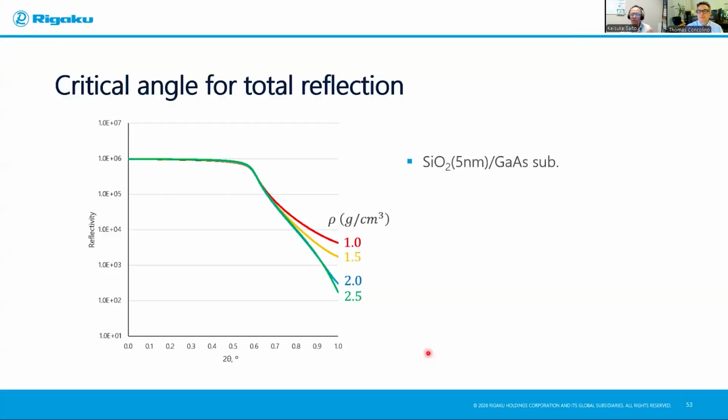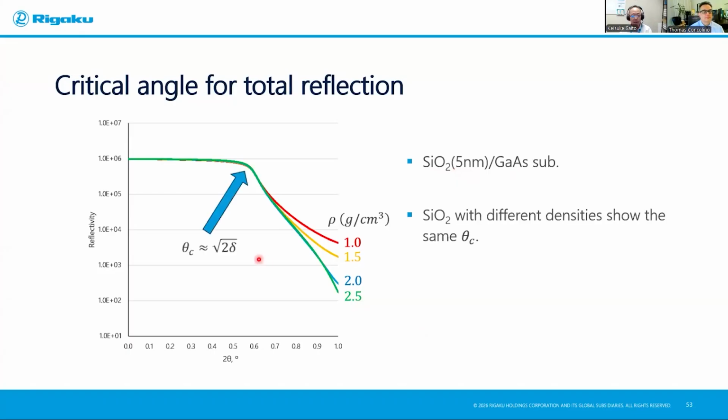But before going to fitting details, let me discuss a little bit more about the fundamentals of the reflectivity, because this is kind of important for you to know before analyzing anything using the software. So first of all, the thickness. This is a simulation, by the way, of silicon dioxide only 5 nanometer thick on the gallium arsenide substrate. So I changed the density of the silicon dioxide layer from 1 to 2.5.